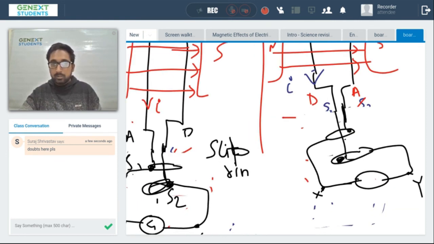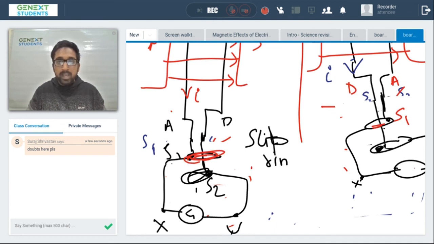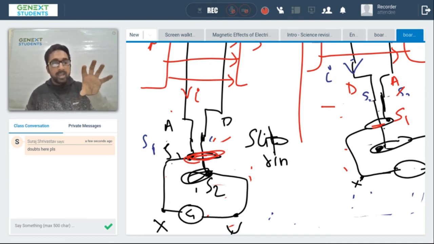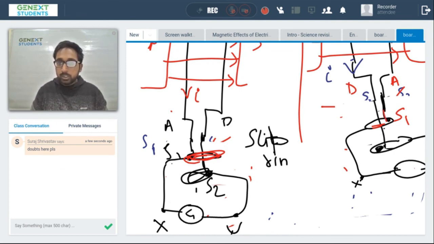See, here A is attached to S1. Here still A is attached to S1 only. Here it was S1, here also it is S1. It has just moved from here to here. Like assume this as a bangle. I have kept a bangle over here and it is only moving inside the bangle like this. So it has moved from this point of S1 to this point of S1 only. So it is still attached to S1.